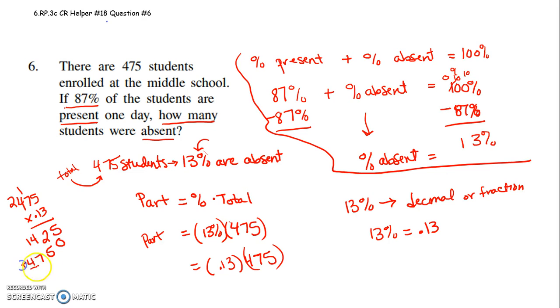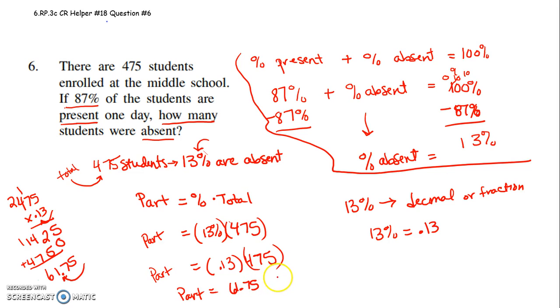We're going to go ahead and add those up. 5, 7. 4 and 7 is 11. 4, 5, 6. Okay. Decimal goes over 2 places. Well, I'm going to tell you we can't have 61.75 students absent.